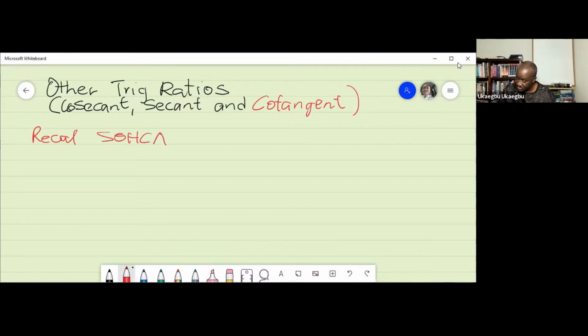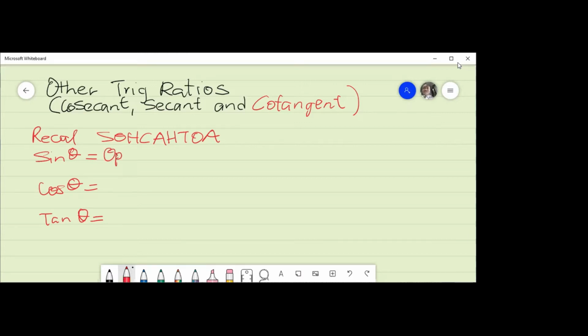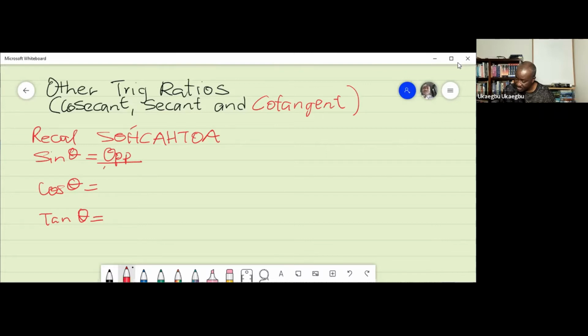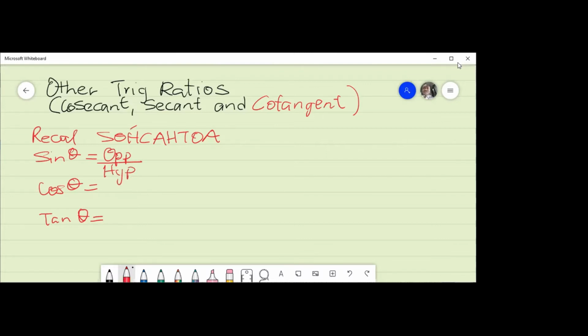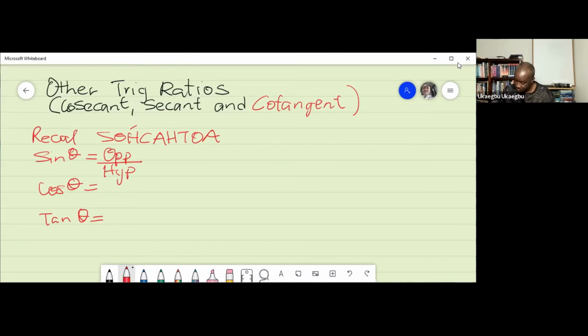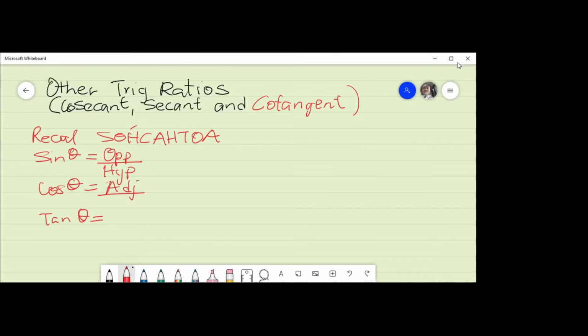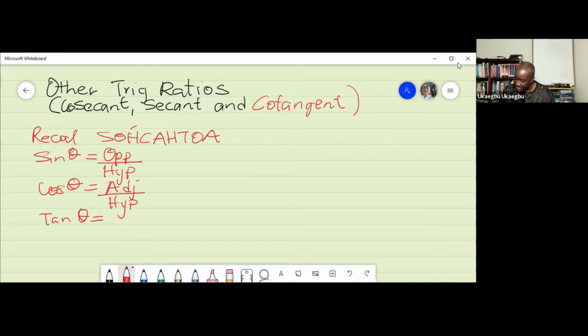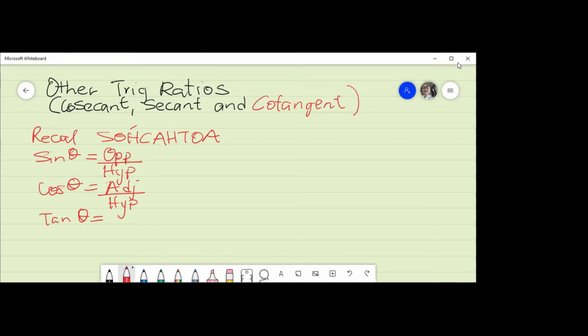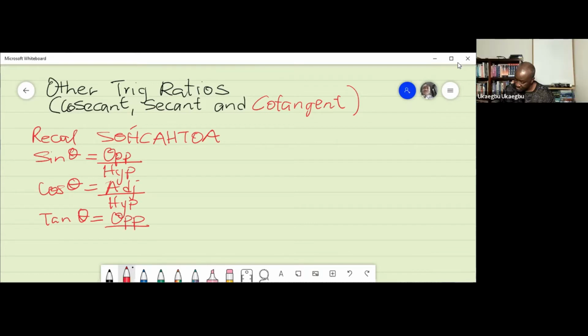Recall SOHCAHTOA. I'm going to write each of them and then you tell me what it means. So first of all, sine theta is, cos theta is, and tangent theta is. So go. Sine theta is what? Opposite over hypotenuse. Cos theta is adjacent over hypotenuse, and tangent theta is opposite over adjacent.